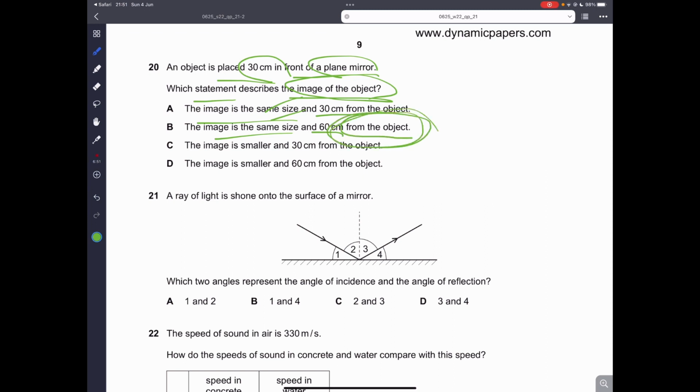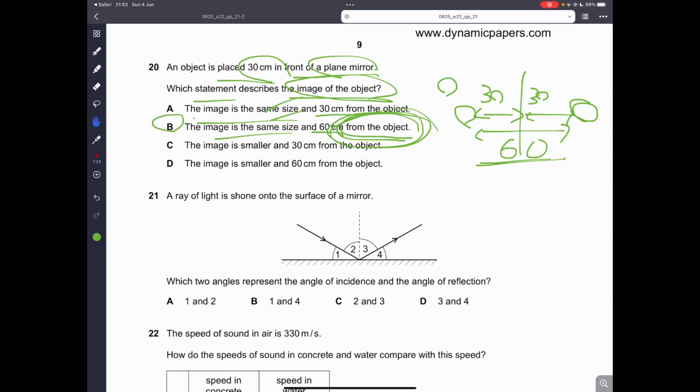Remember to read the question carefully. It says from the object, which means it is not like the usual from the mirror. So this object is 30 centimeters away from the mirror, but inside the mirror, it is going to be the same size, but it's going to be 60 centimeters, or twice the distance from the object. Remember, from the object. But if they say from the mirror, it's going to be 30. If they say from the object, then it's going to be 60, or twice the distance. And therefore B is the correct answer.